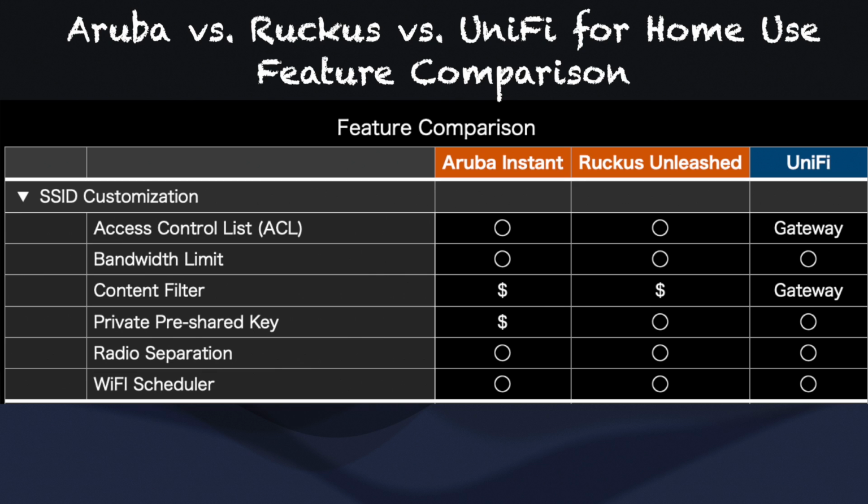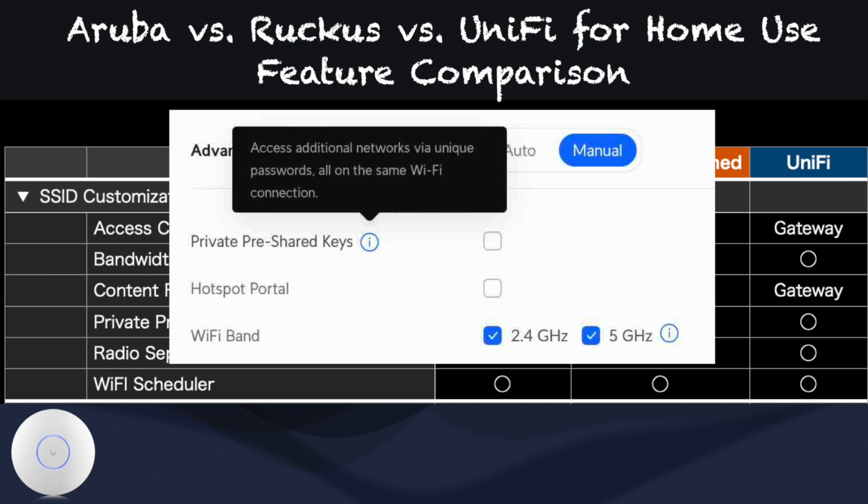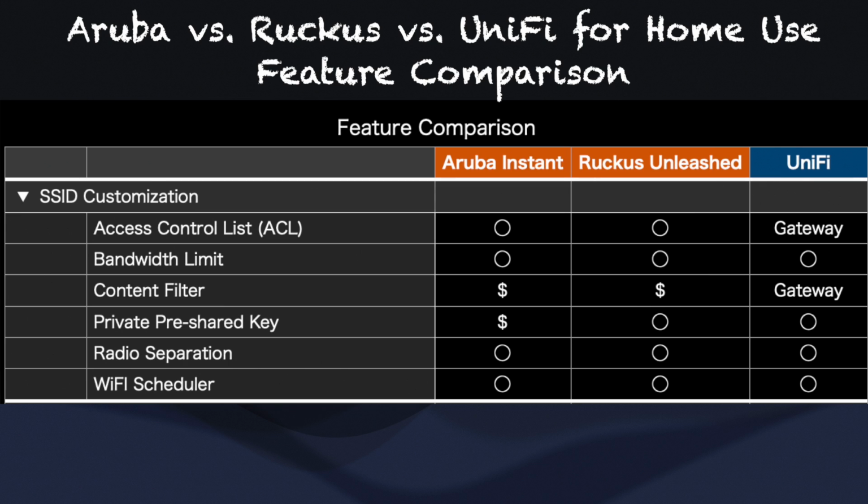Private pre-shared key, PPSK, is an interesting feature that has been recently added to UniFi, but it has been one of the signature technologies for Ruckus for a long time. At the very basic level, which is what UniFi has, this feature allows using different passwords to log into a given SSID. The chosen password decides which VLAN to use, despite being on the same SSID.